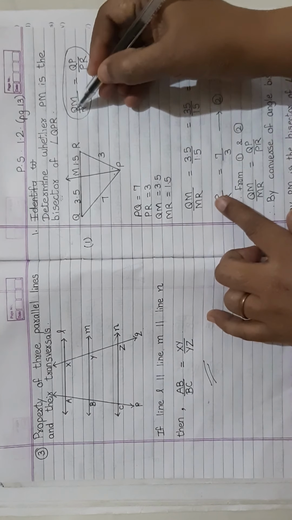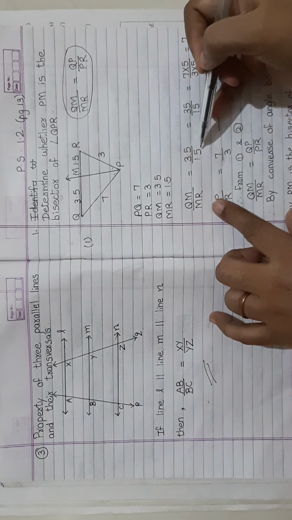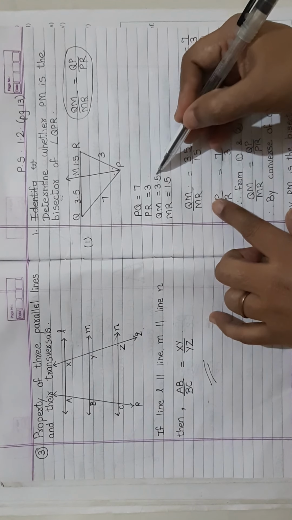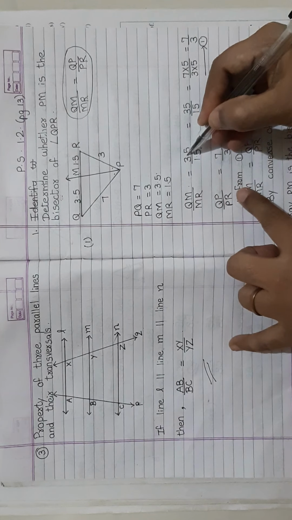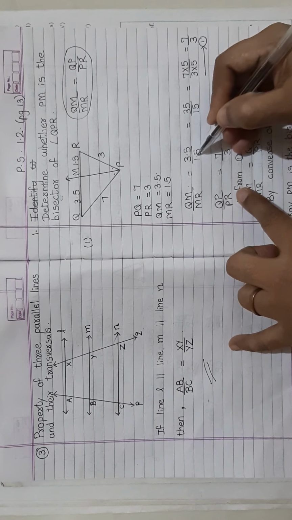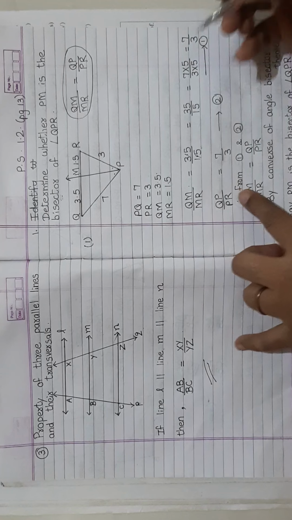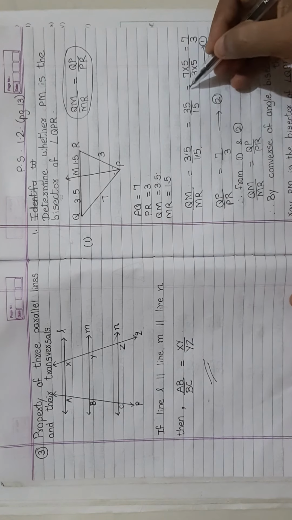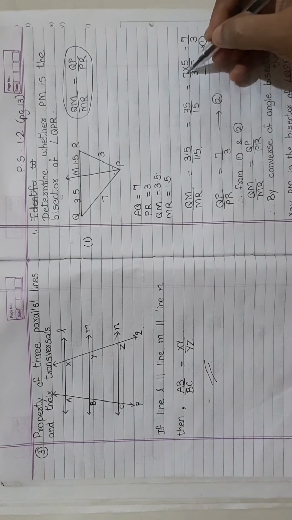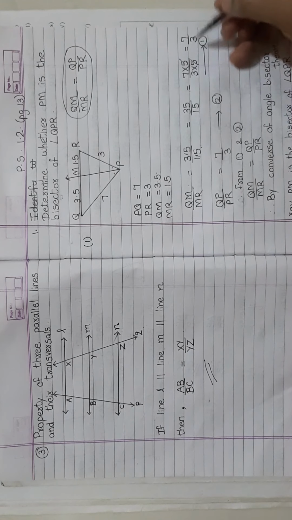So first I am finding QM upon MR. The numbers I picked from here: QM is 3.5, MR is 1.5. Here after one number the decimal is given, and here also after one number the decimal is, so it gets nullified by itself and we get 35 upon 15. So I have split it and written 35 as 7 fives and 15 as 3 fives. It got cancelled and we have got 7 upon 3.